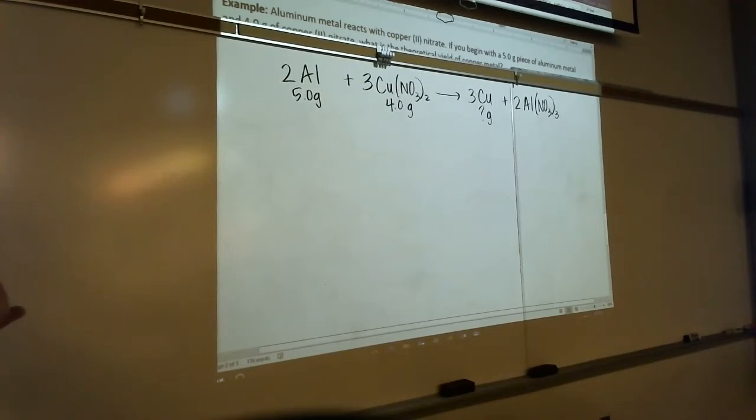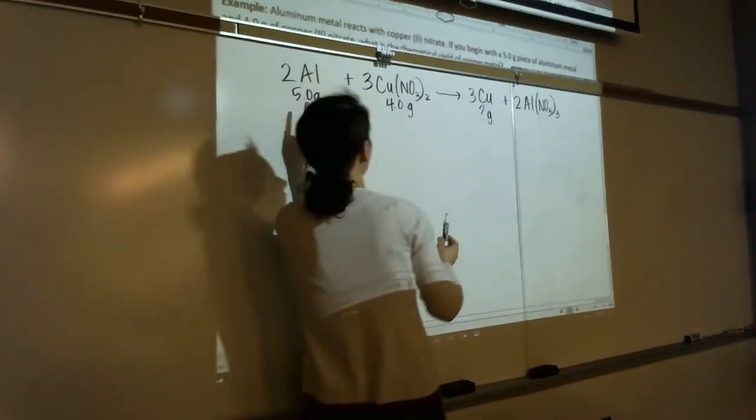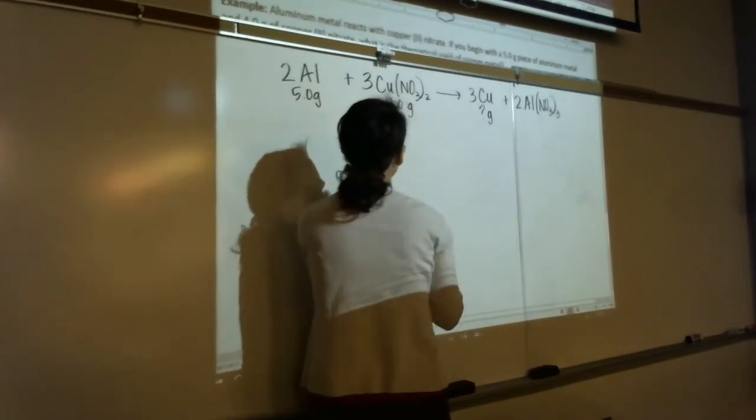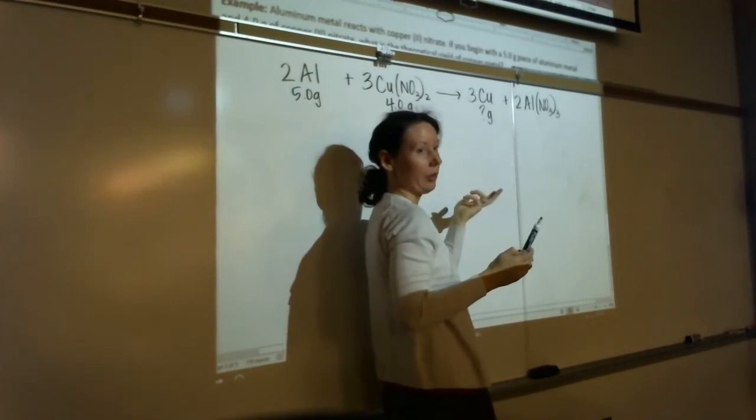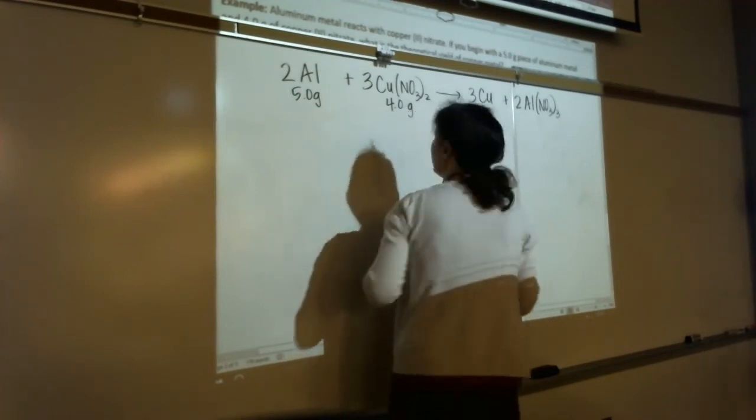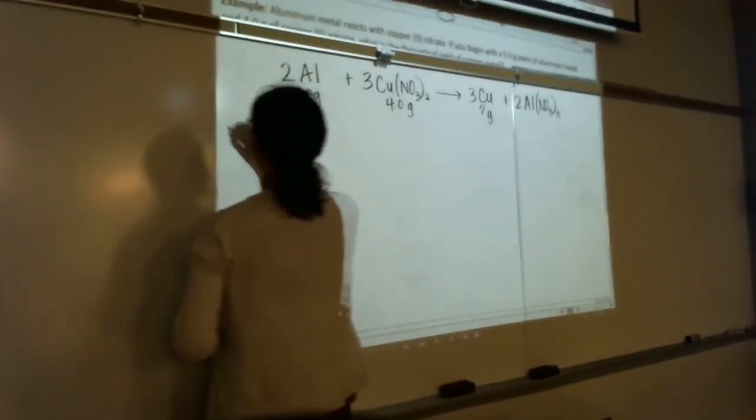So now we get to do the stoichiometry twice, right? We got to do stoichiometry going from here to here. We got to do stoichiometry going from here to here. And then we compare and we pick the smaller number. Make sense? So let's do the calculations for aluminum.